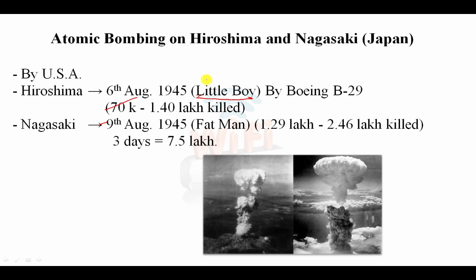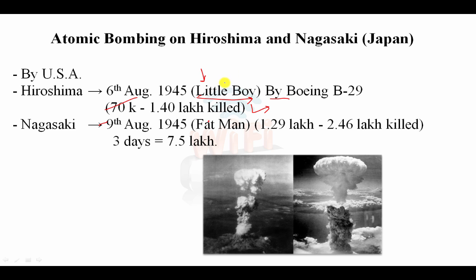This is the toughest question that can be asked from nuclear energy. What is the name of the first bomb which was used by the USA? Or the second bomb, the Hiroshima-Nagasaki bomb. The name of the first Hiroshima bomb was Little Boy. It was dropped using a Boeing B-29, and it killed nearly 70,000 to 1.40 lakh people.